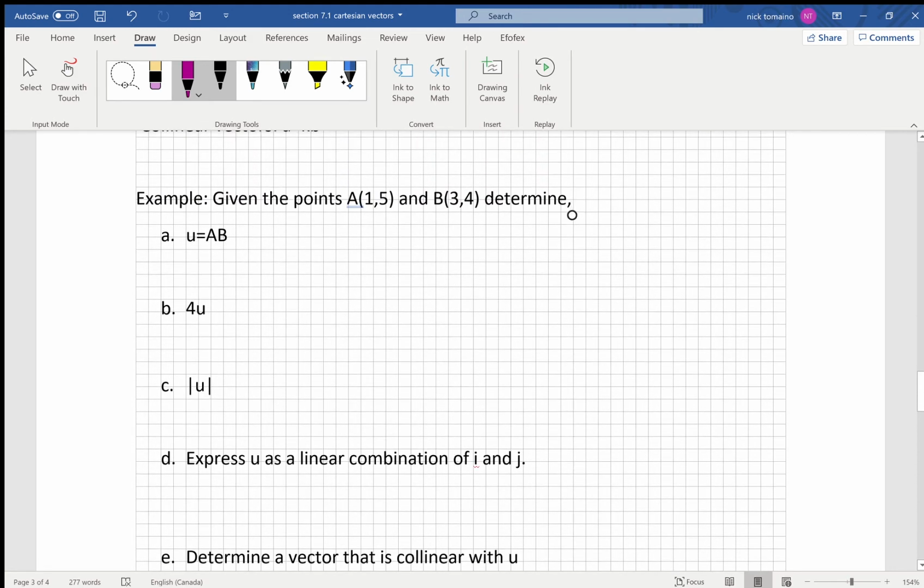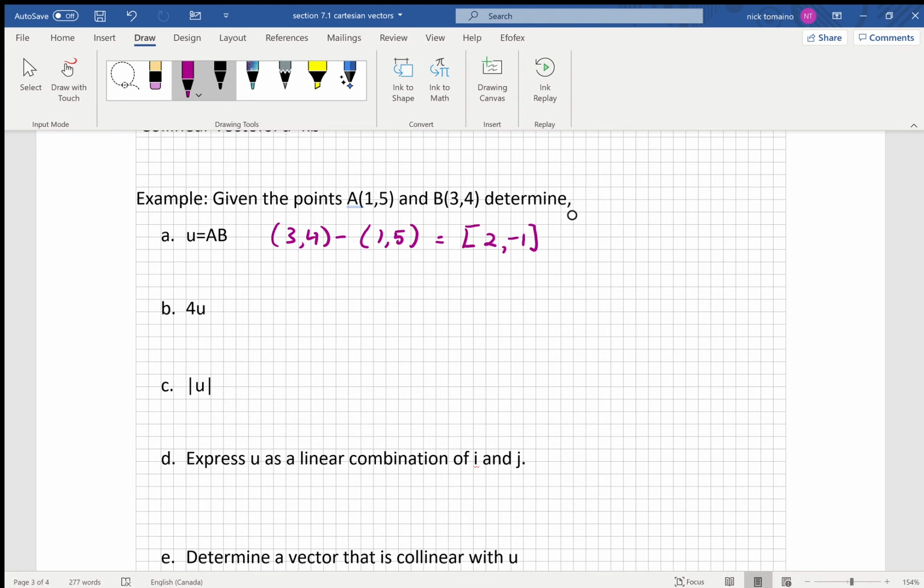So given the points A and B, determine the position vector u, which is equal to AB. So what we do here is we're going to get the coordinates of B minus the coordinates of A. And when we subtract them, we're going to get our position vector: 3 minus 1, which is 2, and 4 minus 5 is negative 1. Okay, so again, if you plot the points (1, 5) and (3, 4) and connect them, and then plot the point (2, -1) and draw from the origin to that point, they will be the exact same vector.